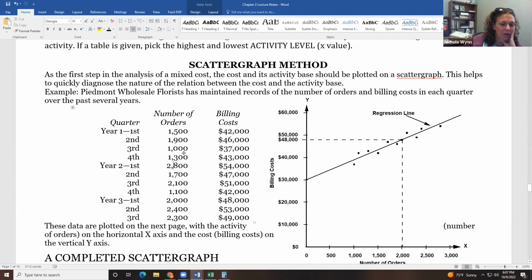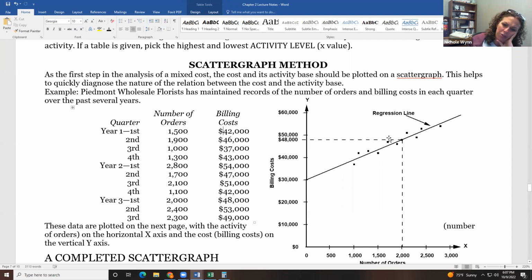I noticed that it's not purely variable, because if it was purely variable, then if I had 1,500, it would be 42,000, and if I had 3,000, it would be 84,000. And there's nothing anywhere near that. So it's not all variable. I see that there's actually some fixed costs involved.